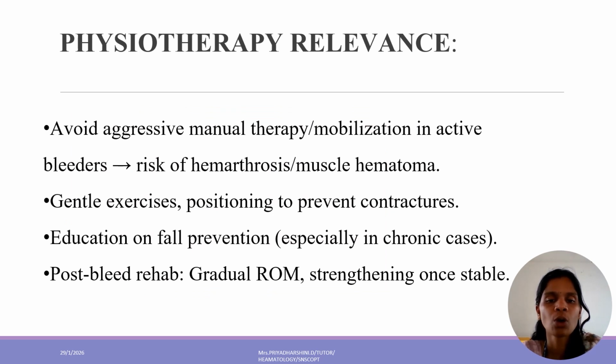So we have to avoid aggressive manual therapy and mobilization in active bleeders like bleeding disorder patients, which leads to risk factors of hemarthrosis or muscle hematoma. We have to give gentle exercise and positioning to prevent the contractures. Education on fall prevention, especially in the elders or chronic cases, is very important. Post-bleeding rehab like gradual range of motion and strengthening, once they achieve a stable condition, are the important rehabilitation exercises for bleeding diathesis patients.